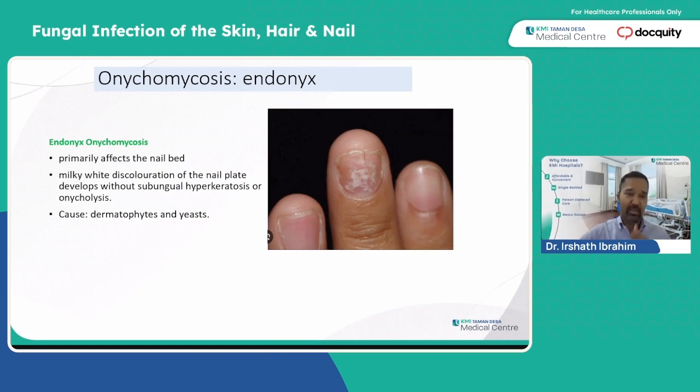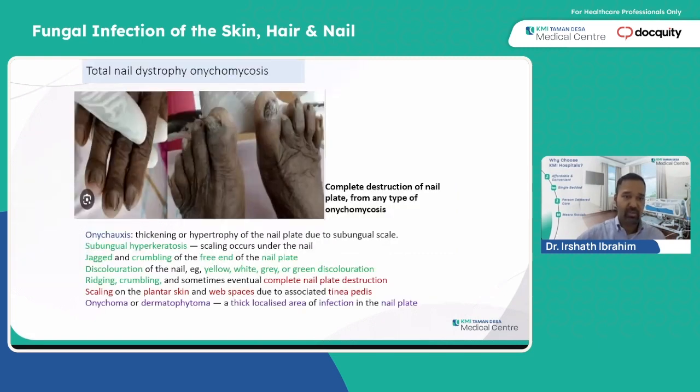So some nail terms: onychosis, which is thickening or hypertrophy of the nail plate due to subungual scale; subungual hyperkeratosis, which is scaling under the nail, so thick it lifts the nail up; jagged crumbling, discoloration of the nail; ridged crumbling; scaling on the plantar skin and web spaces; and onychoma or dermatophytoma, which is a thick localized area of infection of the nail plate. I'll show you a picture shortly.